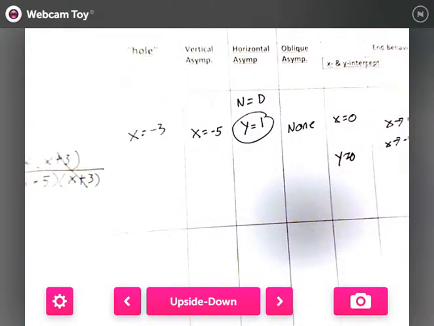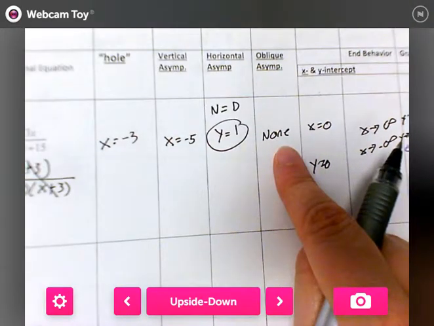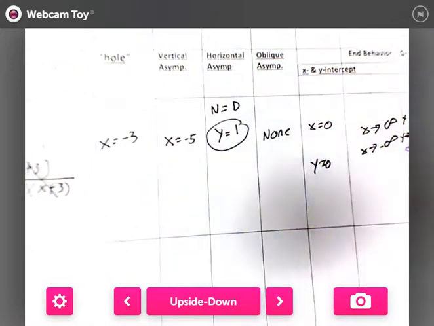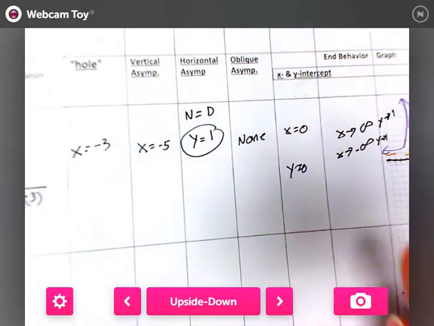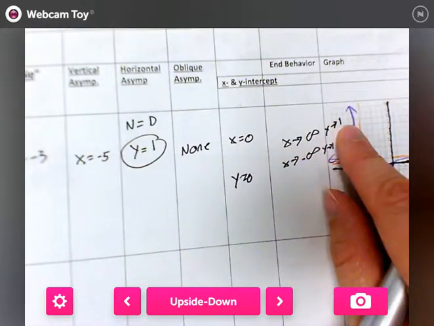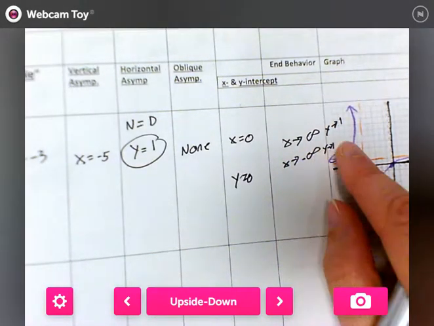For horizontal, you have to say y. There is no oblique asymptote. You can't divide one into the other. Okay? The x-intercept is 0, and so is the y-intercept. As x approaches infinity, y approaches 1. As x approaches negative infinity, y approaches 1.